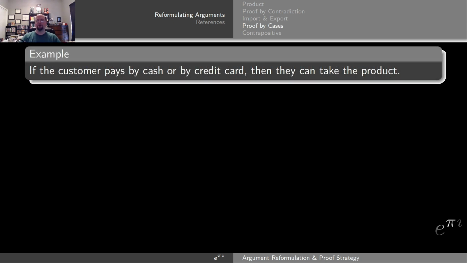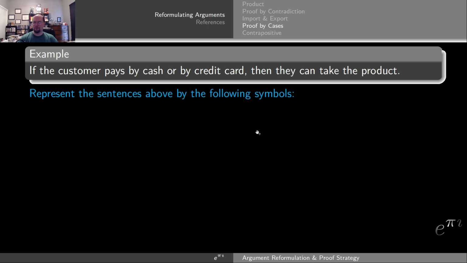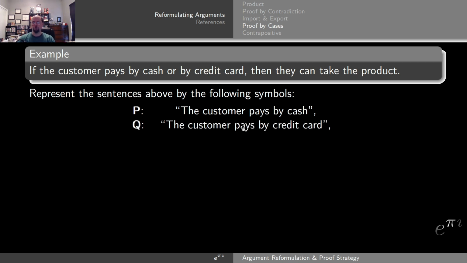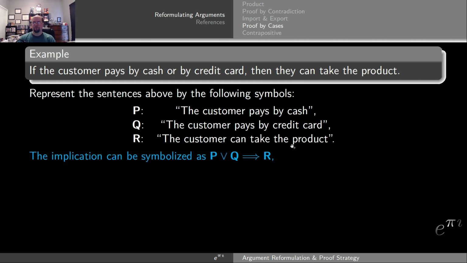As an example, let's consider this implication. If the customer pays by cash or by credit card, then they can take the product. Let's represent the sentences in the following way. The first hypothesis, the customer pays by cash, will be statement P. The second hypothesis, the customer pays by credit card, will be statement Q. And the conclusion, they can take the product, will be the statement R. Now, the implication we have up here is P disjunction with Q implies R.